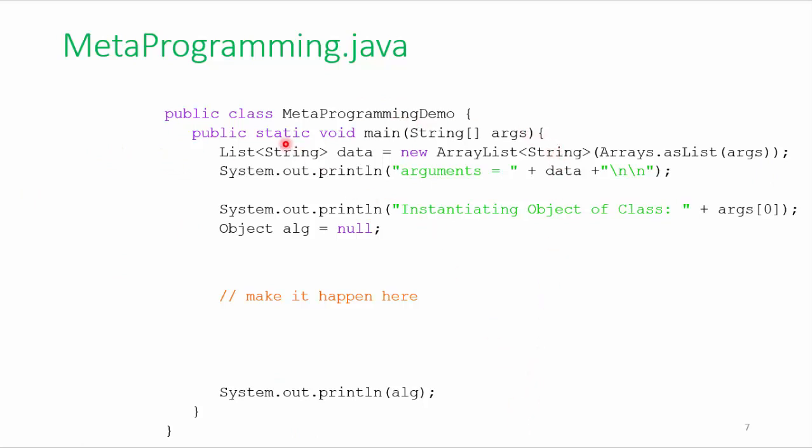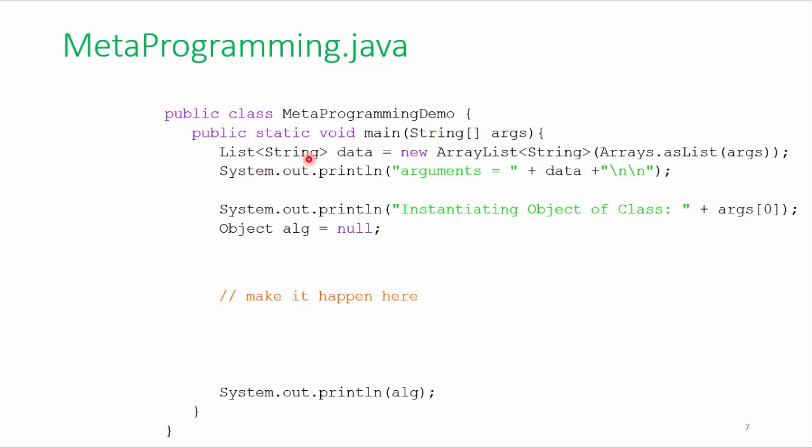And all it's doing is taking some arguments from the command line, which means that when you start this application from the command line, you are going to be able to specify a series of strings, a series of keywords after the name of the MetaProgrammingDemo class, and those are going to be passed to the main method through this parameter. Okay, so this parameter is an array of strings.